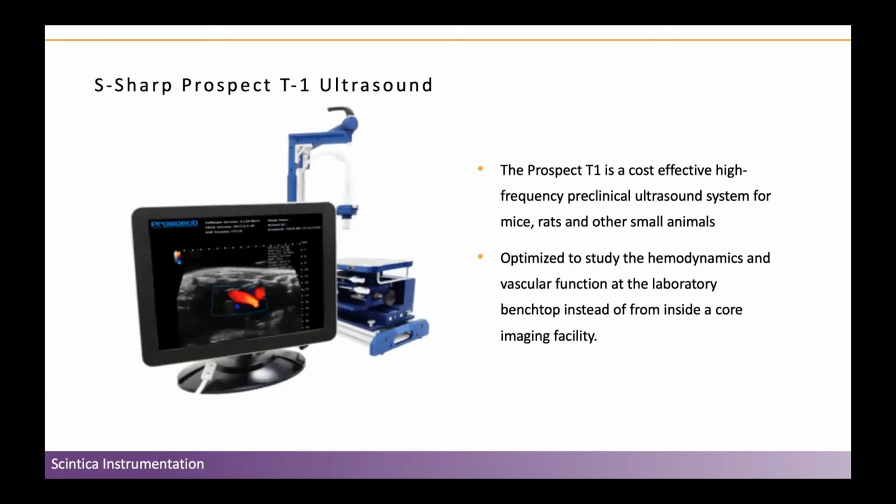Now going on to the ultrasound system, we offer the S-Sharp Prospect T1 ultrasound. So this system is a very cost-effective, high-frequency preclinical ultrasound system. So it's designed for use with mice, rats, other small animals like that. But it can be modified ever so slightly. And it's been optimized mostly to study hemodynamics and vascular function. So it has excellent ability to do that sort of stuff, which is particularly relevant in this COVID research.